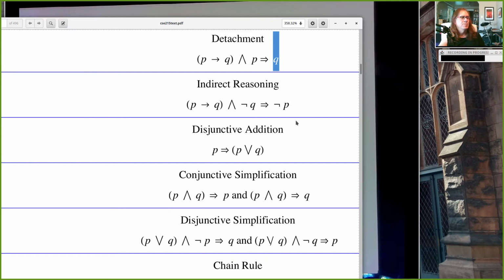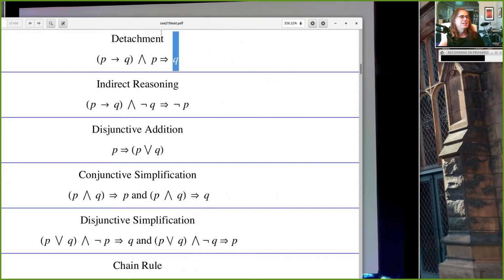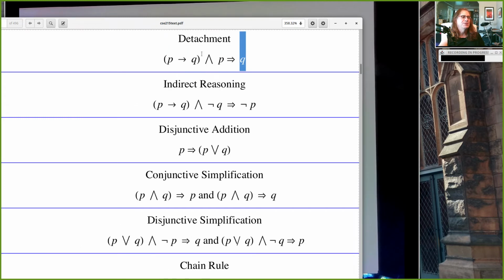Isn't it called direct reasoning, though? This is called direct reasoning or detachment or modus ponens, depending on who you're trying to impress. And in the homework that we'll post on Wednesday, I'll remind you what this double arrow means. It's this stuff on the left, if all of that, that's the hypothesis. This is the conclusion.